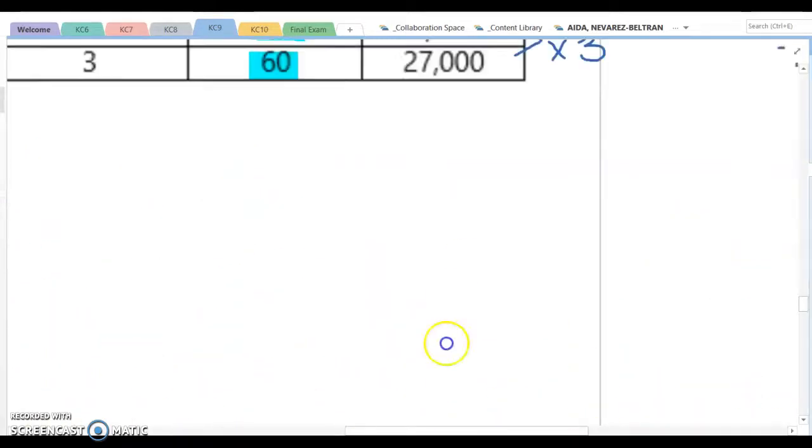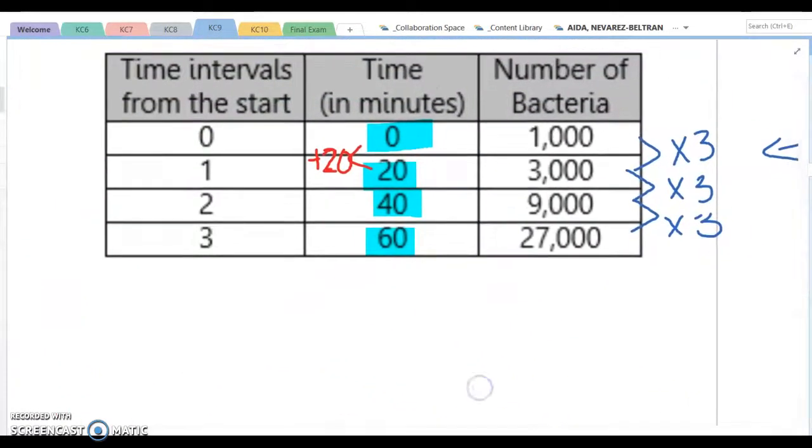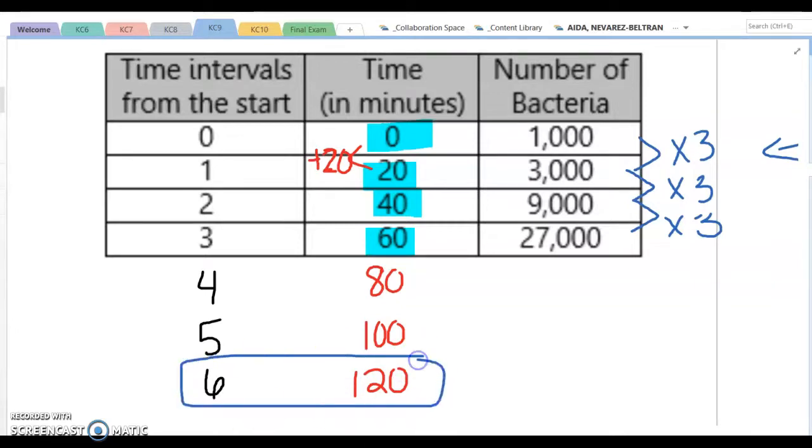Right, because if we kept going in our table, right, we'd have 4, 5, 6. We have 60, 80, 100, 120, because we're adding 20 minutes each time. So if we kept going, right, this is where we're looking at. We are looking at, we've done 6 time intervals.